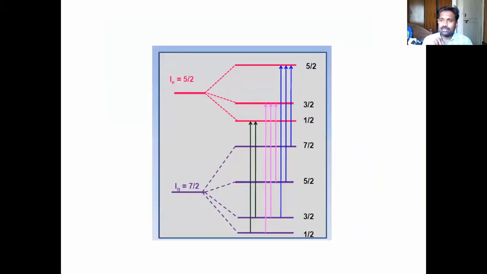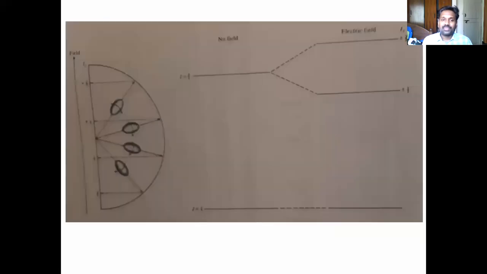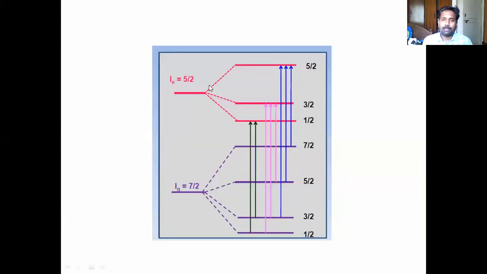Now I've just taken one complicated example, wherein the ground state I value is 7 by 2, whereas the excited state I value is 5 by 2. So here the picture becomes more complicated. Why? Ground and excited states both experience quadrupole splitting, whereas in the previous case of iron, only the upper state, the excited state, was experiencing quadrupole splitting.